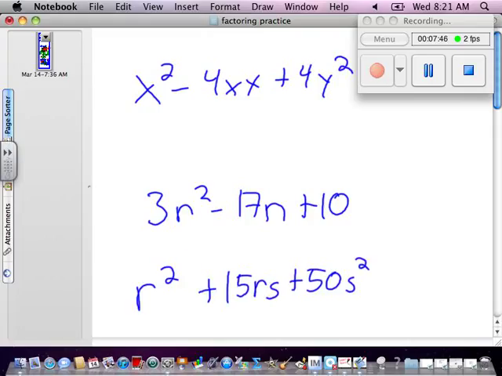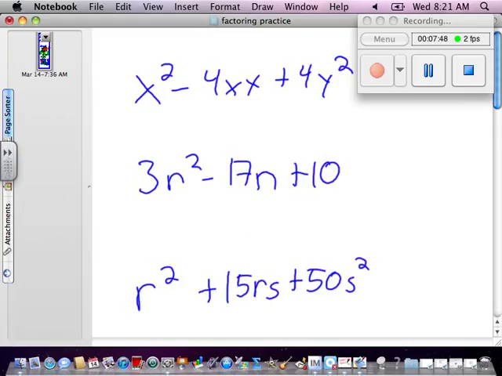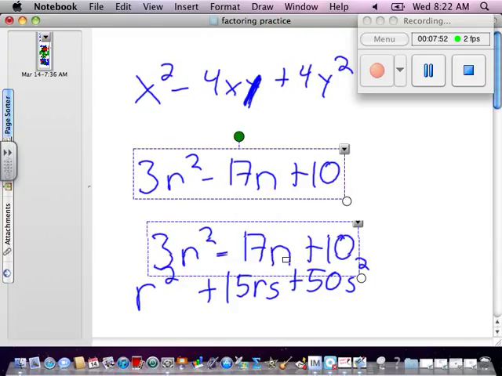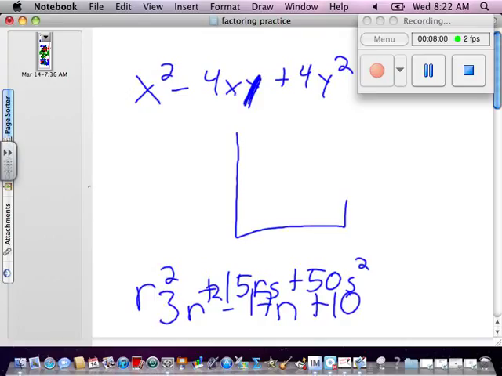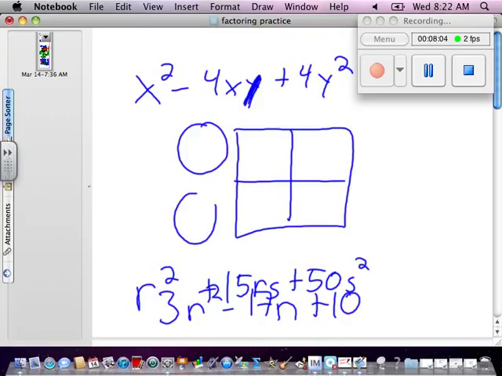I want you to do these 3. All right, so let's look at this one right here, because you guys were a little confused because it has an X and a Y. So, we know we've got the circles in. All right. We know we've got x squared here. We know we've got 4y squared here. Everybody's okay with that so far?